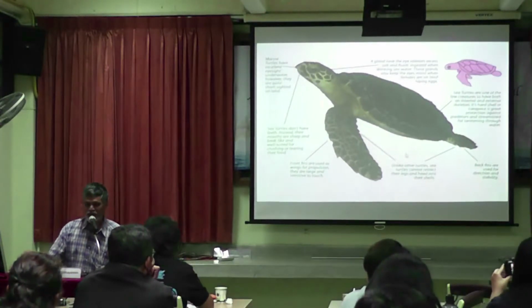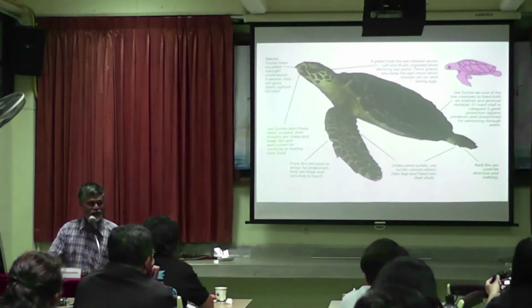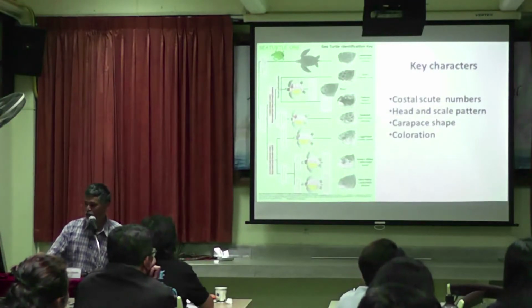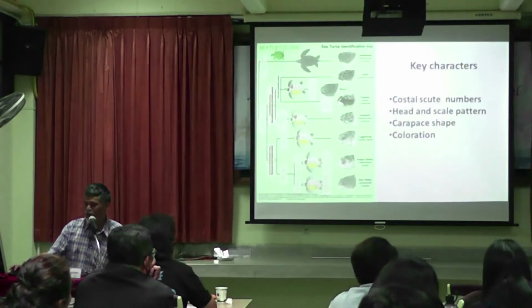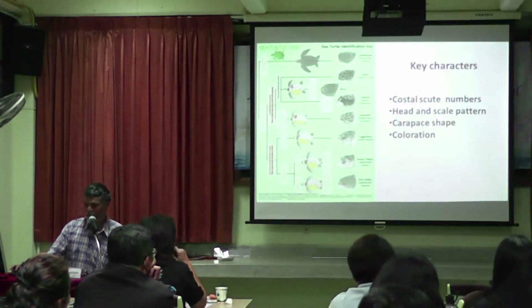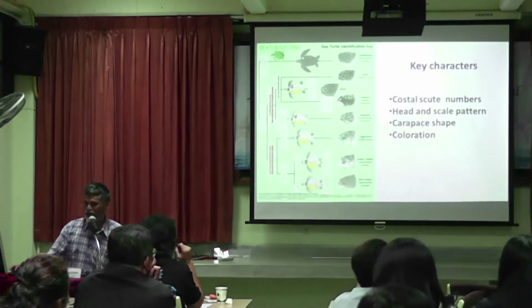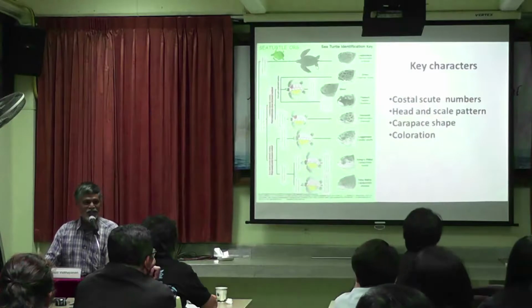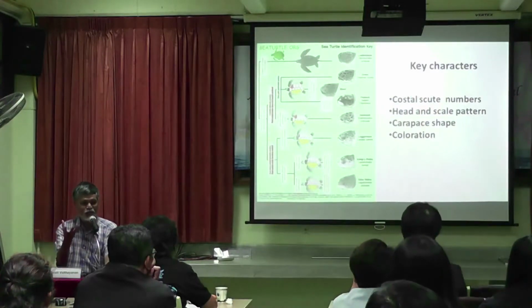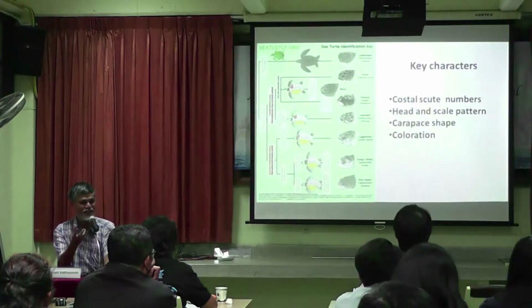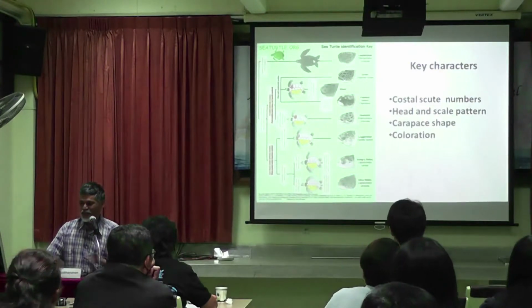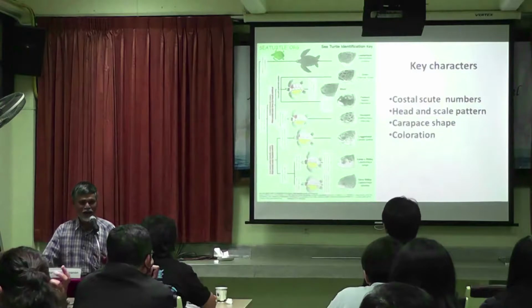But that's not the main threat. The main threat is human activity, human beings. The key characters of the marine turtle include the costal scales, or the number of scales on the back, also the head scale pattern, and carapace shape, some round, some oval, and some very distinctive, like the leatherback, which has the same name in Thai and in Malay, penyu belimbing. It means starfruit turtle. But the English name says that because they have no hard scutes on their back, they call it leatherback.